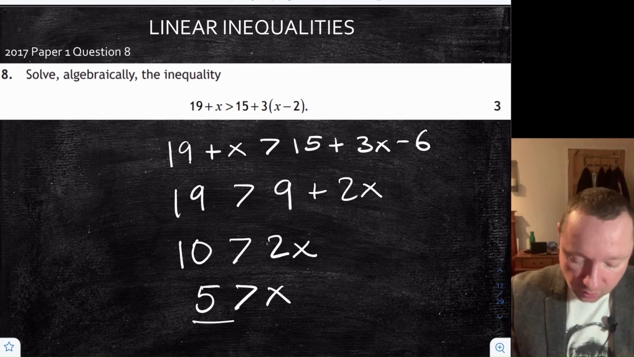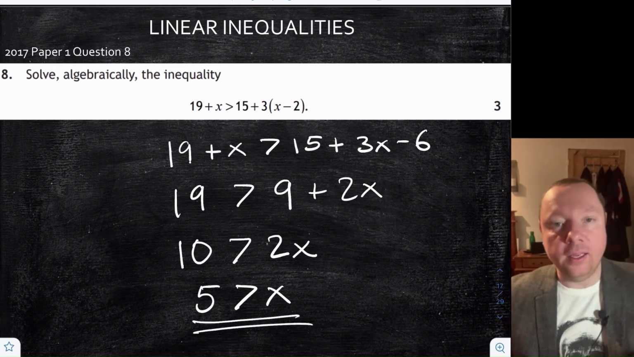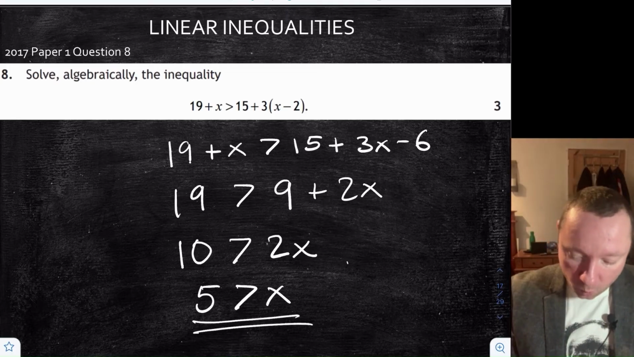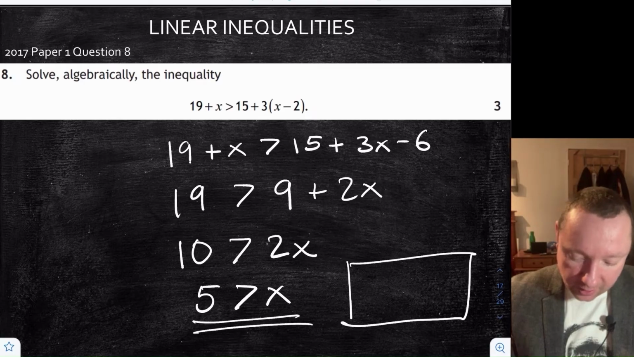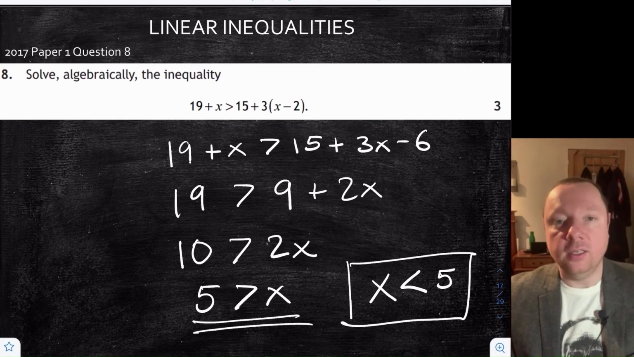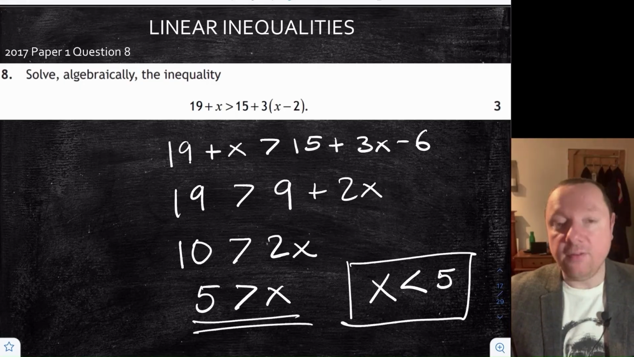But a lot of times your teachers may tell you to change that so that the x is always on the left. If you wanted to do that, then you would just read it backwards. x is less than 5, so the sign changes to less than instead of greater than. But the first answer I gave you is fine as well.